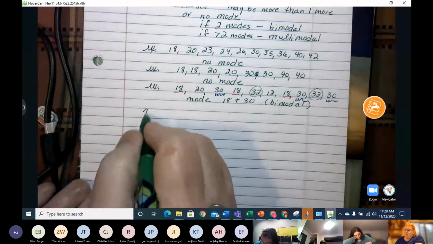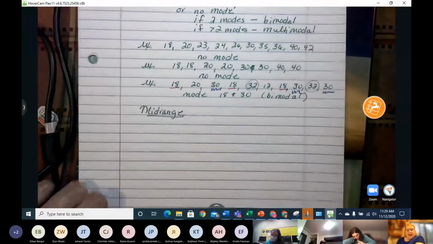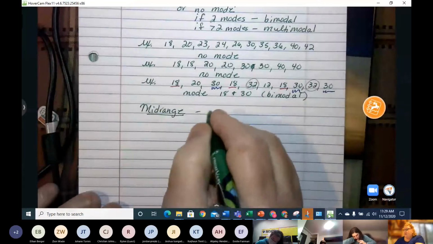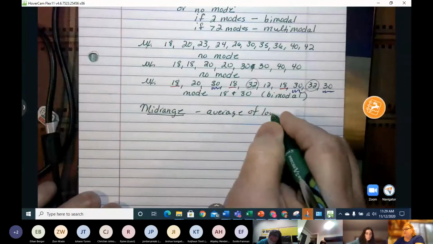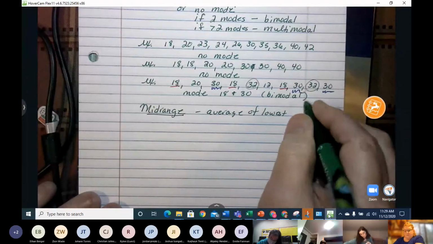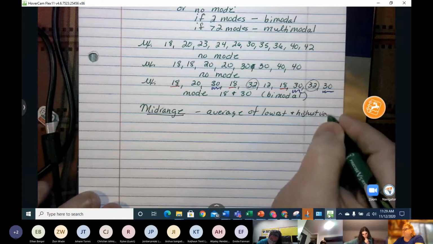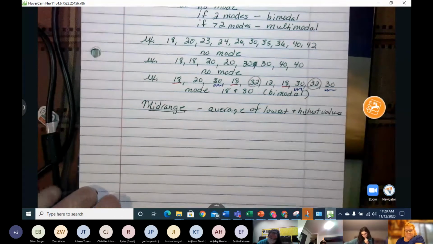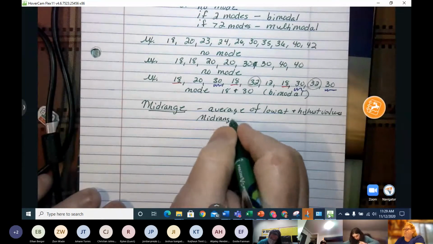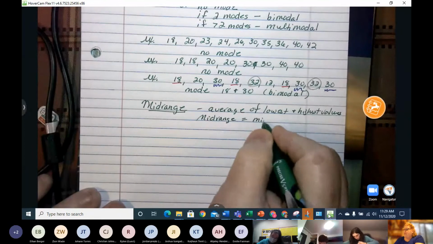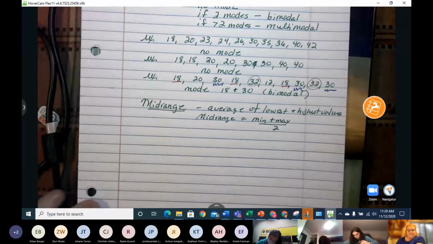The last of the central tendencies is the mid-range, and this is the one most of you probably have not seen calculated before. It is the average of the lowest and highest values. So to find the mid-range, you're simply going to take the min and add it to the max and divide by 2.